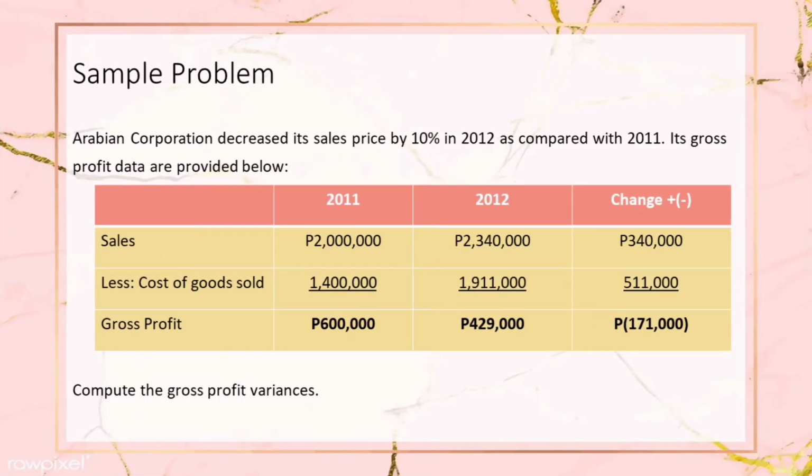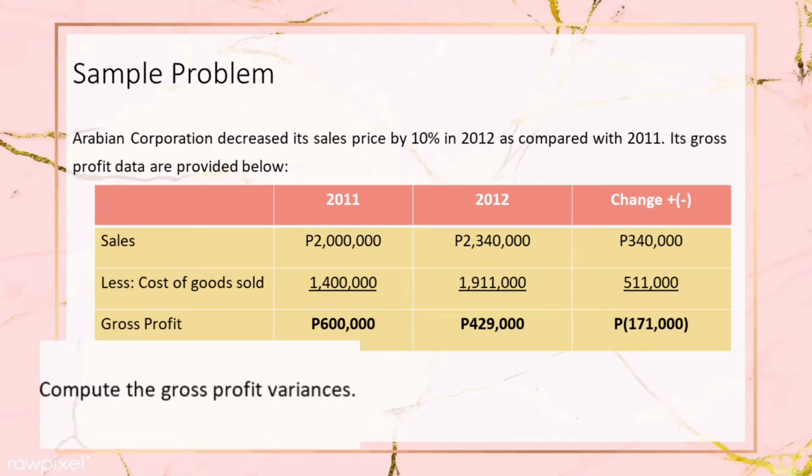To illustrate the given formula, we have the Arabian Corporation, which decreased its sales price by 10% in 2012 as compared with 2011. In the data, the gross profit is already provided: in 2011 it is 600,000, and in 2012 we have 429,000. So we will now compute the gross profit variances.